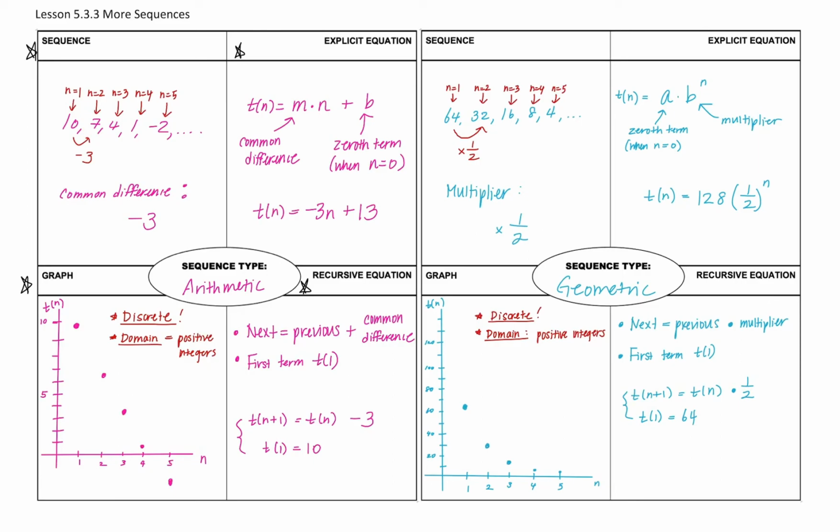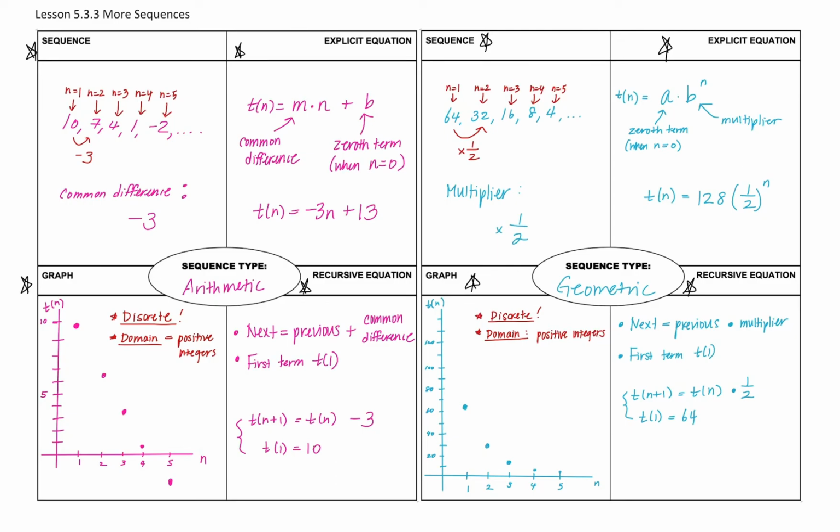Same thing for geometric: start with the sequence, then the explicit equation, then the graph, then the recursive. And this will be your final review of those two sequences before we work on the final review packet.